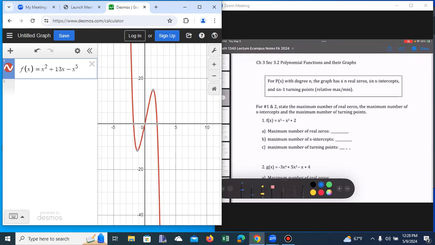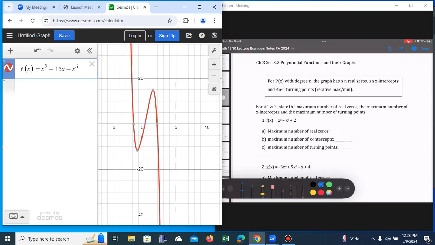The max and mins are what you call turning points. This is where the graph stops and turns around. So if it's going down, it turns around, goes up. If it's going up, it turns around, goes down. A polynomial has a max amount of turning points that is going to be one less than its degree.